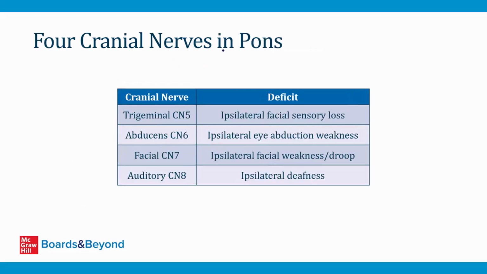Then there are 4 cranial nerves in the pons. Those are cranial nerves 5, 6, 7, and 8. A lesion of the trigeminal nerve, cranial nerve 5, causes ipsilateral facial sensory loss. So if you see this, it localizes a brainstem lesion to the pons.